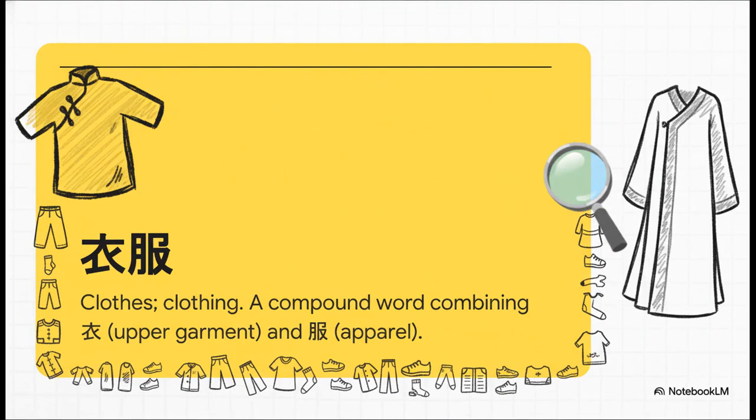And that brings us to the thing we're actually talking about. 衣服. This is another compound word just like the one we just saw. The first character, 衣, traditionally meant clothes you wear on your upper body. And the second, 服, is a more general word for clothing. You put them together, and you get a much more specific and complete word for clothes in modern Chinese.